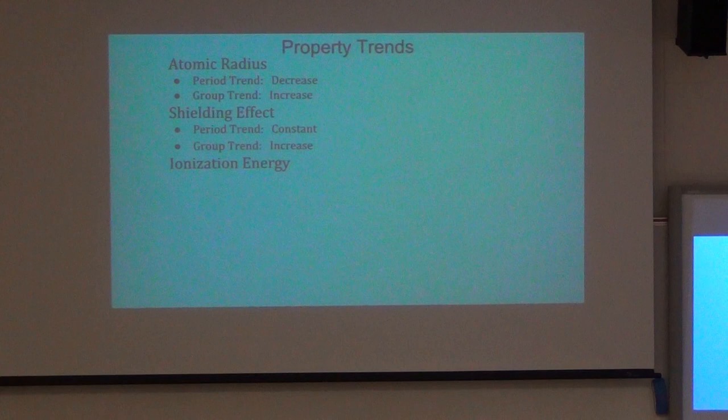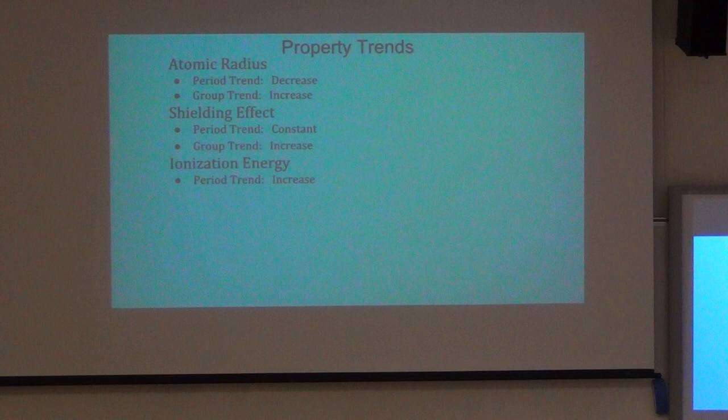Ionization energy. That's the energy needed to remove an electron from an atom. So as we go across a period, it increases because those atoms are getting smaller. Small atoms, hard to pull electrons away because their electrons are closer to their nucleus. It's much more difficult to remove them.